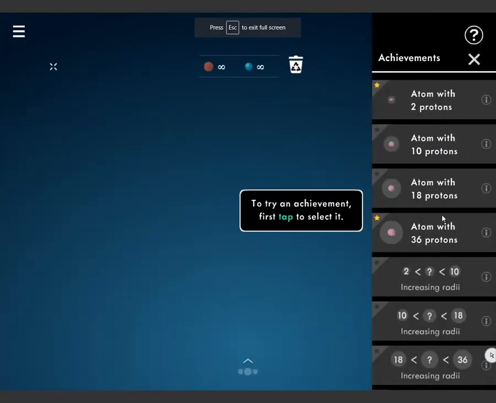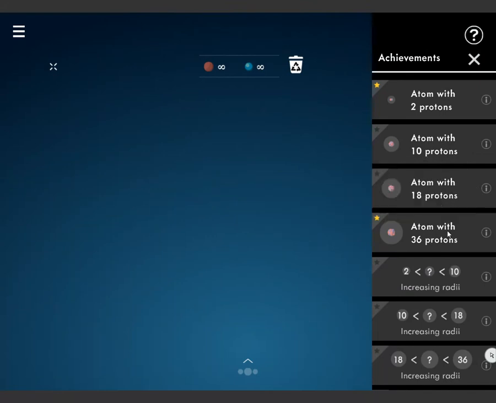Okay, so in showing that in the game, most of you did finish the fourth achievement. But here's what it looks like, just to review, or if you don't have it yet, this might help. So I'm going to try to build an atom with 36 protons, which means I need to click out 36 protons in the nucleus.